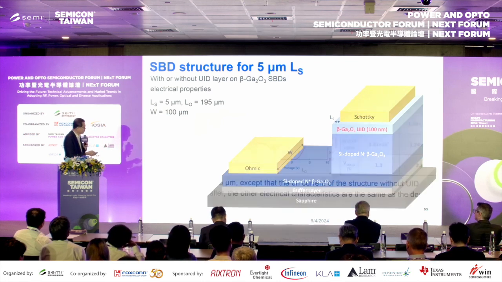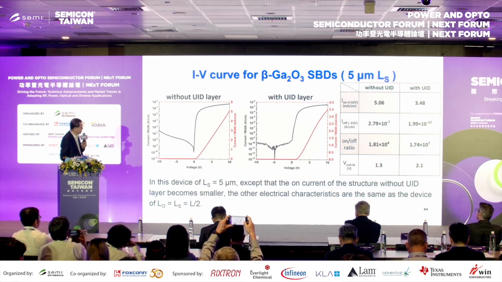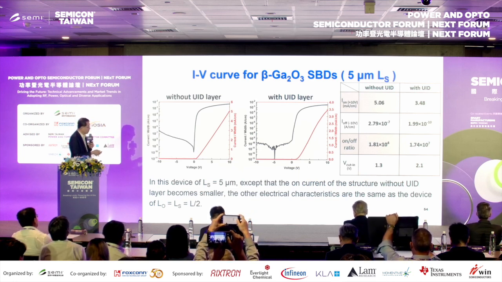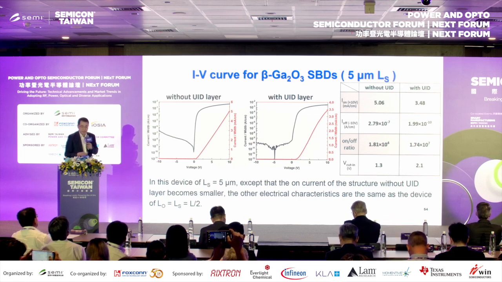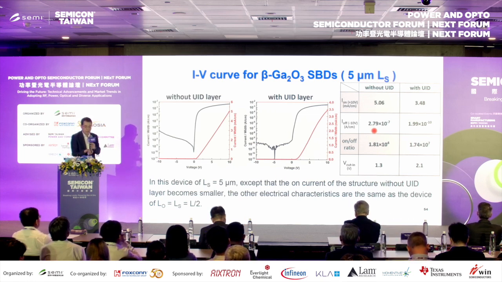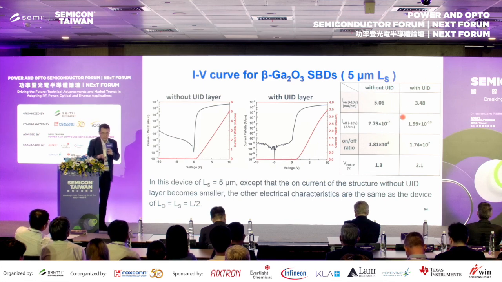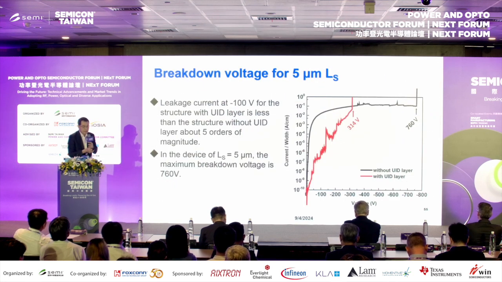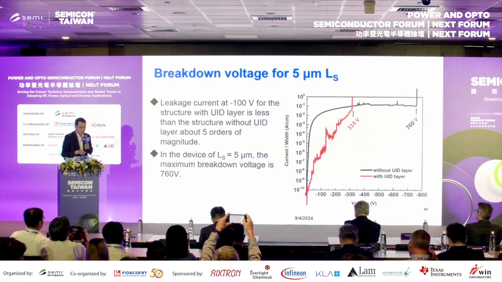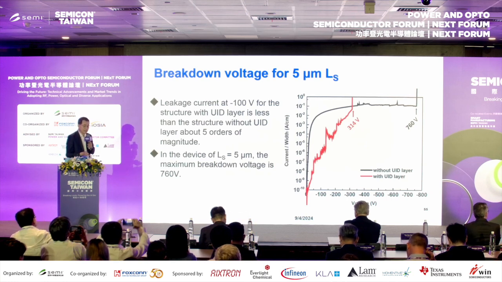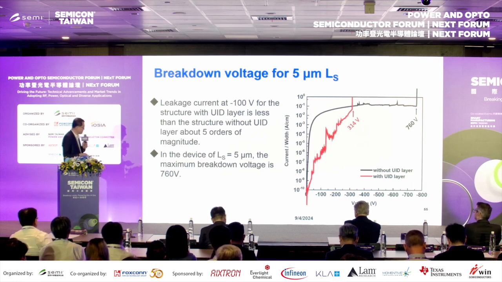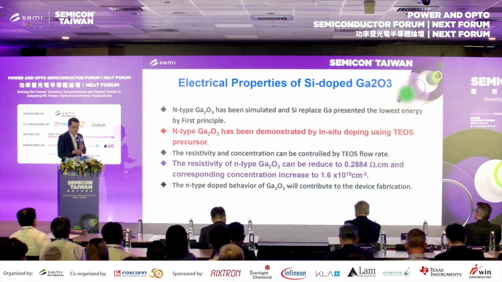And finally, we can see this is the IV curve, and the on-off ratio can achieve about 10 to the 7, especially with the UID. And this is the breakdown field that changes by 5 orders with or without the UID, and the maximum breakdown voltage can achieve 760 volt.